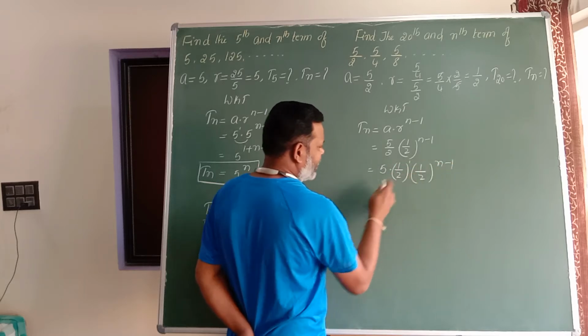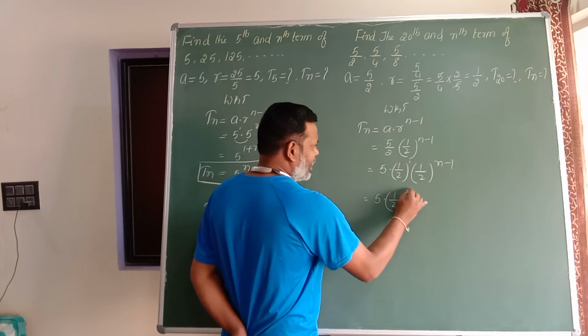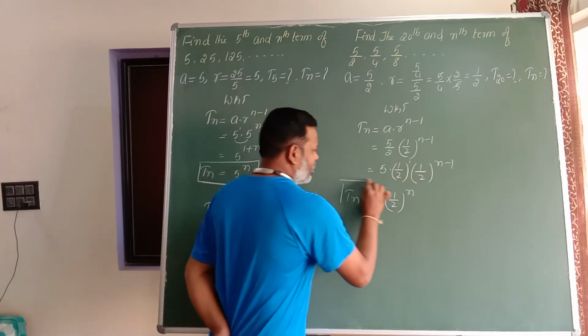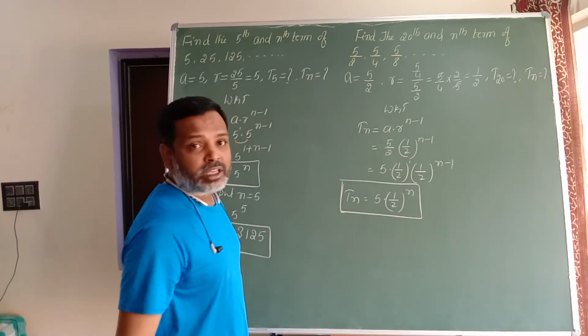Plus 1 and minus 1 get cancelled. This becomes 5 into 1 by 2 whole power n. So this is what Tn. So the question is we have to find the 20th term also.